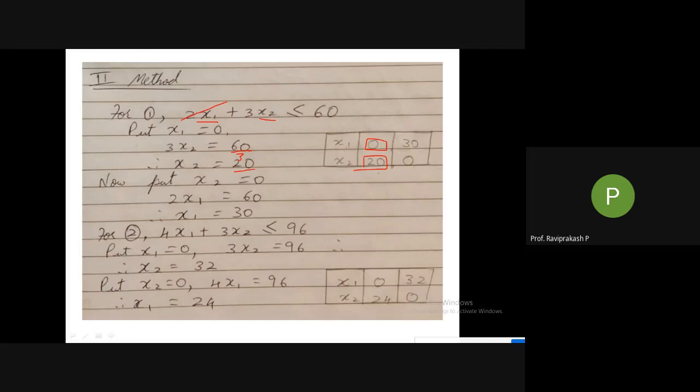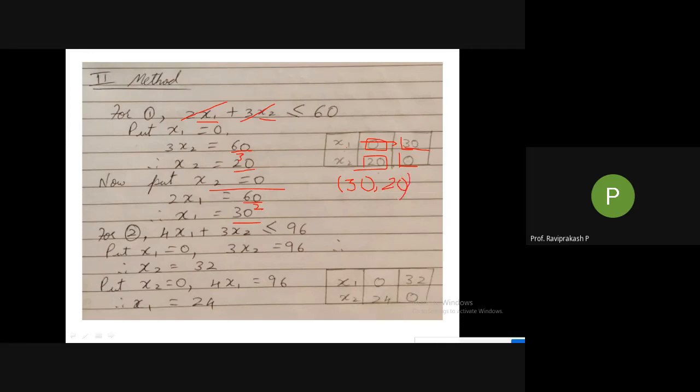Then I am putting x2 is equal to 0 in the next one. So if I put x2 is equal to 0, this becomes 0. So this will be 2x1 is equal to 60. So what is x1? x1 is equal to 60 divided by 2. That is equal to 30. So this becomes 30 here. So again, if you see, x1 is 30 and x2 is 20. So I'll write it again in normal format: 30 comma 20.